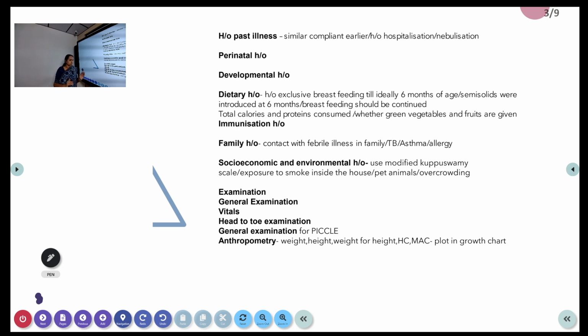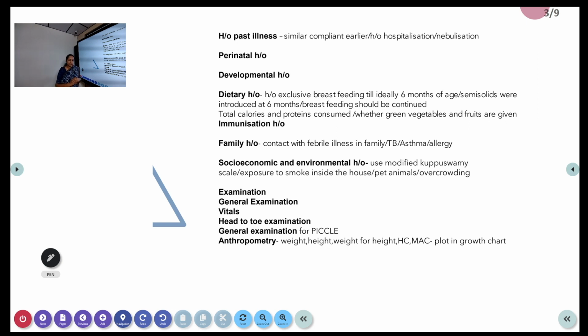After that you will do the general examination: pallor, icterus, cyanosis, clubbing, lymphadenopathy and edema, generalized edema for the patient, as you do in any other case. Sometimes if the child is very much hypoxic, you might find that the child is having a central cyanosis.